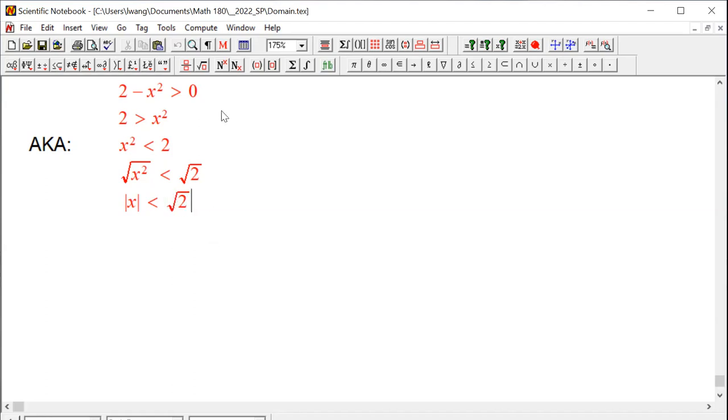Okay, so in the end, you will have x between negative root 2 and square root of 2. So that's the domain.